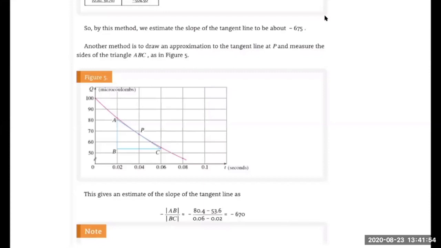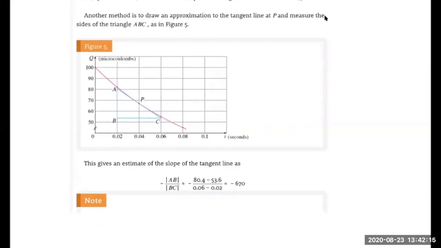Another method is to draw an approximation to the tangent line at P. So over here, we draw an approximation to the tangent line at this point when t equals 0.04. So we can make a triangle, ABC. Now to find the slope of this line, we can use rise over run. The rise here is, well, it is falling, so that's why it's negative, and it is the distance from A to B, divided by the distance from B to C. If you go from left to right, the run here is positive.